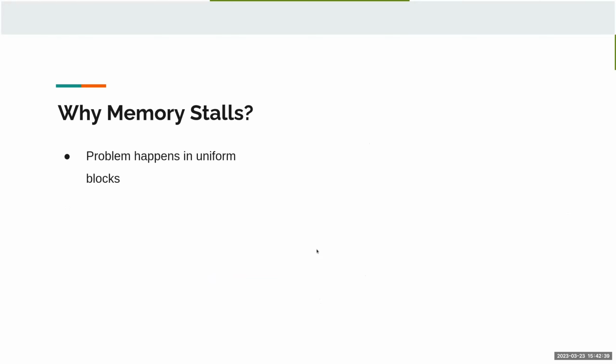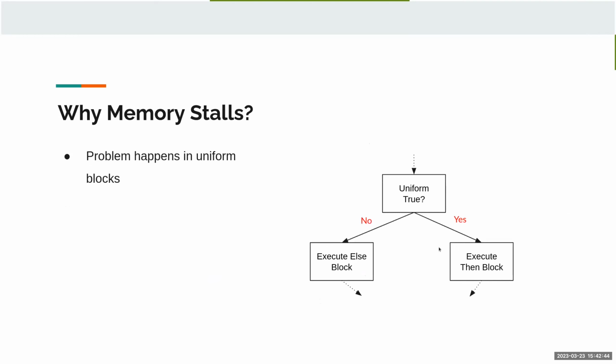The problem lies in the uniform blocks that we are executing. So remember this part of the algorithm where, when we have a uniform vector, we execute either the then block or else block for that uniform vector. So let's concentrate, for example, on the else block.